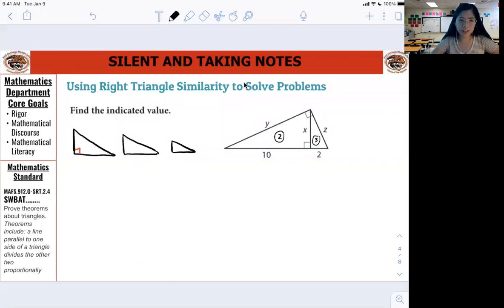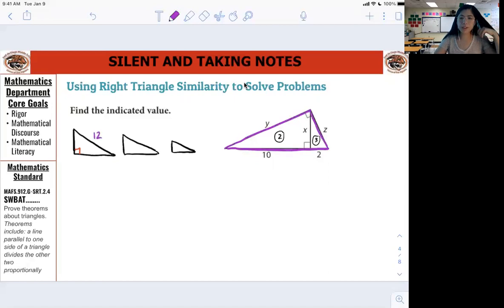So the largest of the three triangles, what is the hypotenuse? I think Perla said it. Good. That one is 12. So if I'm looking at this larger of the three triangles, the hypotenuse is 12.